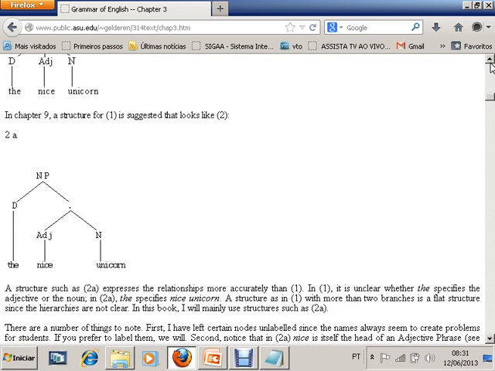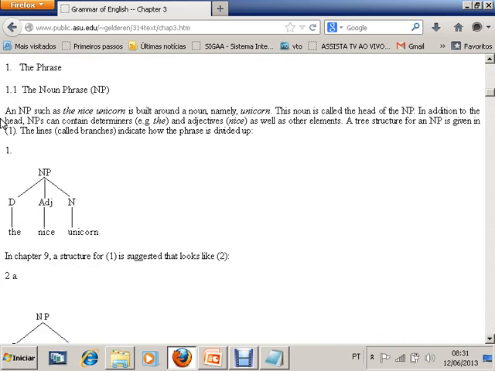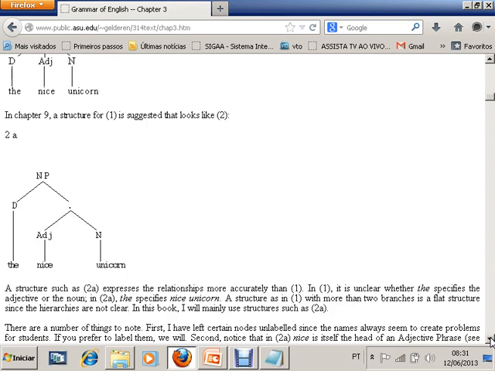We have a simple diagram here, ok? The nice unicorn, so we have a noun, an adjective, and a determiner. But the most important element is unicorn. Nice is here just to restrict the meaning of unicorn. And the is here just to restrict the meaning of nice unicorn into a smaller meaning. So we have a noun phrase, okay? But things are not that simple all the time, okay?